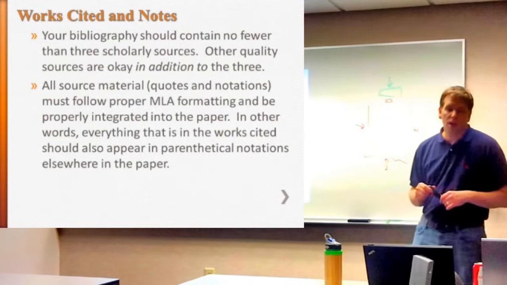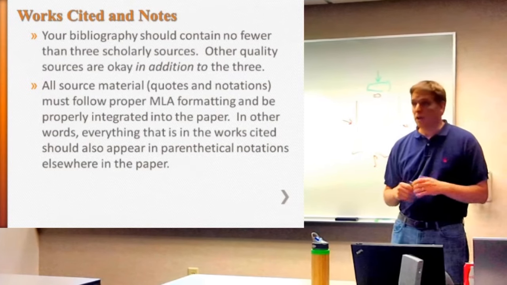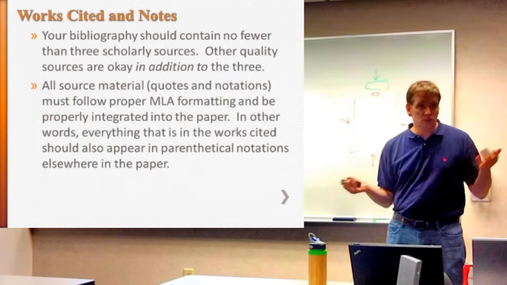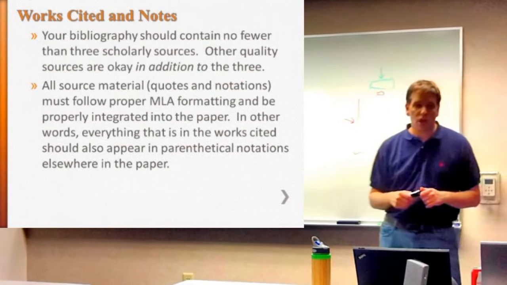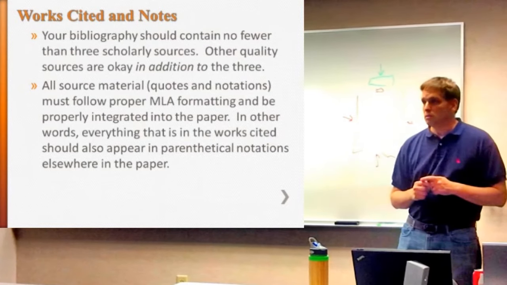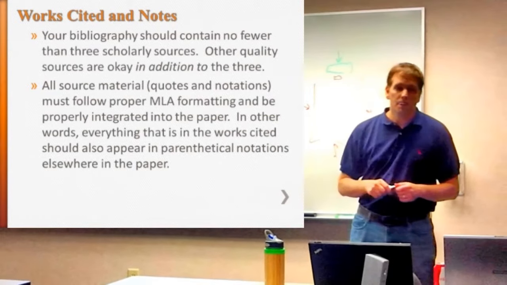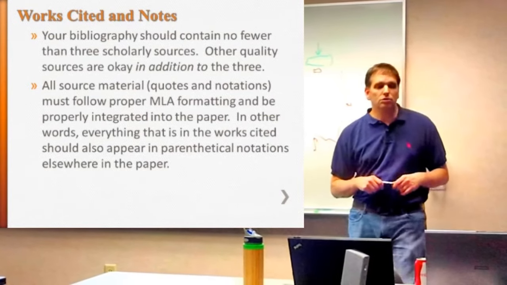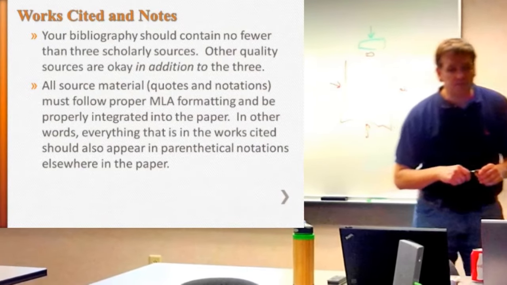So, the next section is works cited and notes. Your bibliography should contain no fewer than 3 scholarly sources. We did talk about quality of sources last week already, so I don't want to have that discussion again, but if you do have questions about that, we can certainly talk more about it. If you want any sources besides those, you certainly can go beyond that. You can have as many sources as you like.